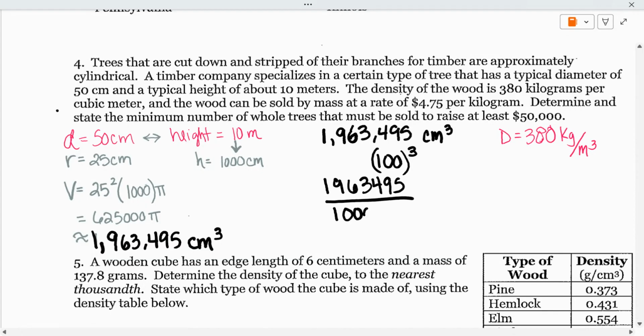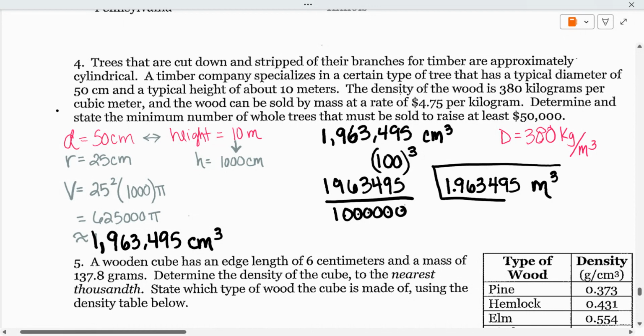Well, isn't it just 6 zeros? 1, 2, 3, 4, 5, 6. Isn't it that? Yeah. So I just take the decimal and move it over 6 places. 1, 2, 3, 4, 5, 6. So it's 1.96345 meters cubed. That's the volume of one tree.